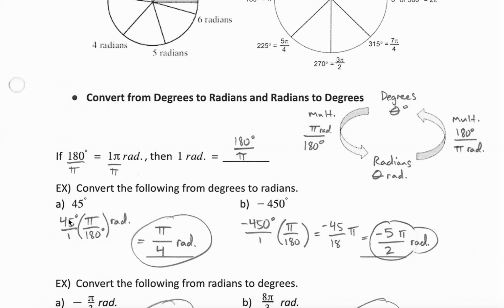We can reduce that. 45 over 180, we could divide top and bottom by 45. That's the greatest common factor, and get 1 over 4. You can put the pi on top. You can put it off to the side on the right, but never put it in the denominator.